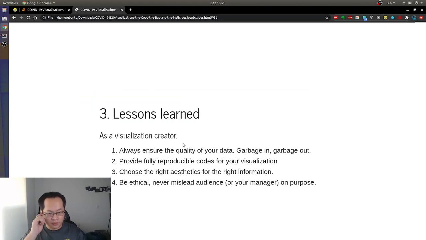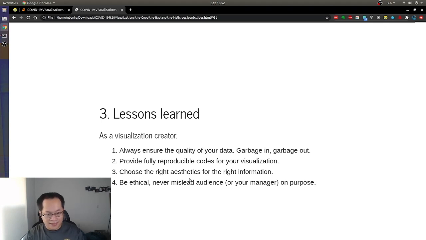I will just summarize some lessons I learned, and I hope you will also learn from that. As a visualization creator, for my students, for junior data scientists, if you're going to create a visualization, first, always ensure the quality of the data. Garbage in, garbage out, it's classic, always true. Provide fully reproducible code for visualization. So you're not only showing the final result, you are showing the whole pipeline from data to visualization. This cannot be stressed more.